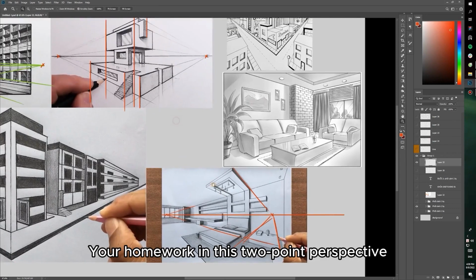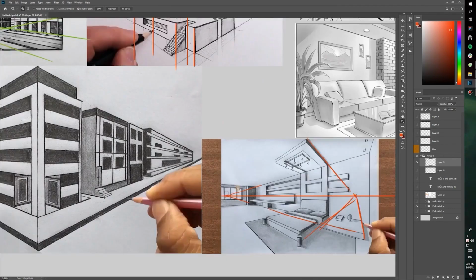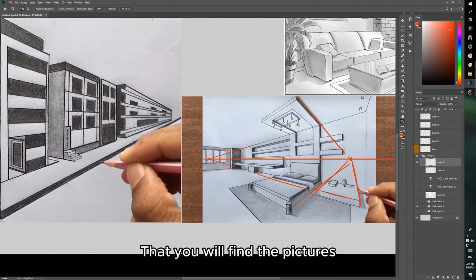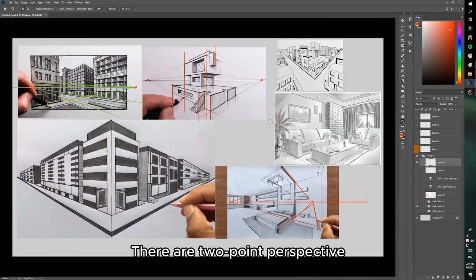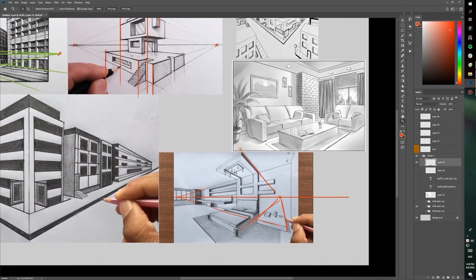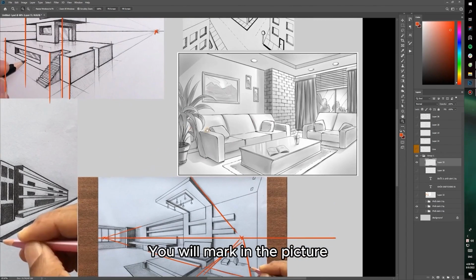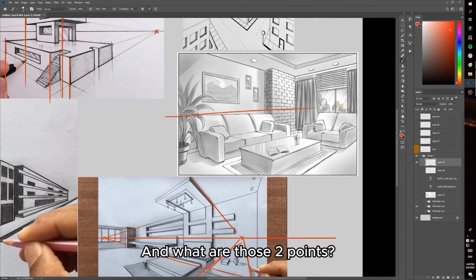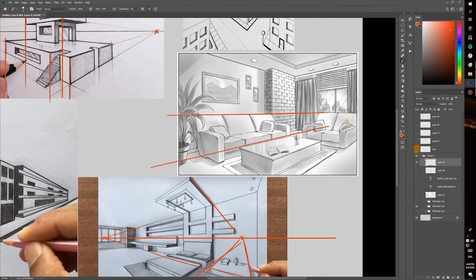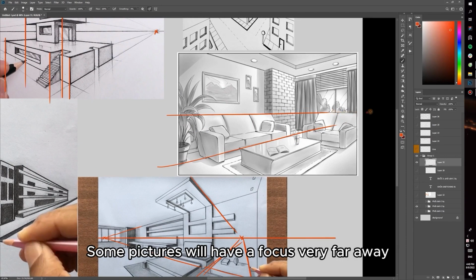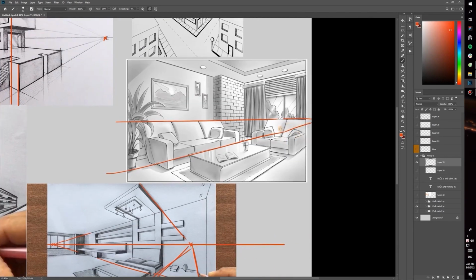Your homework in this 2-point perspective, that you will find the pictures. There are 2-point perspective in art, and you find yourself those 2 points. You will mark in the picture. And what are those 2 points? Must look for 2 points images. Find then bookmark. Some pictures will have a focus very far away.